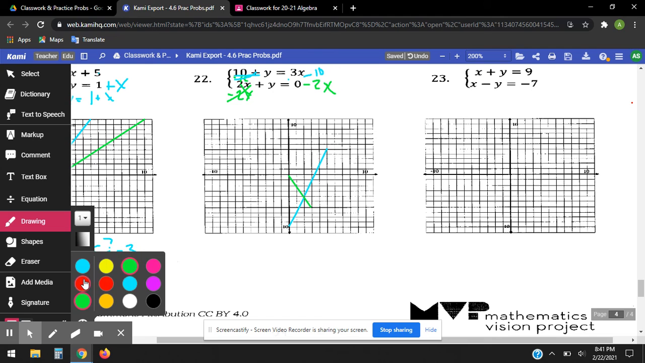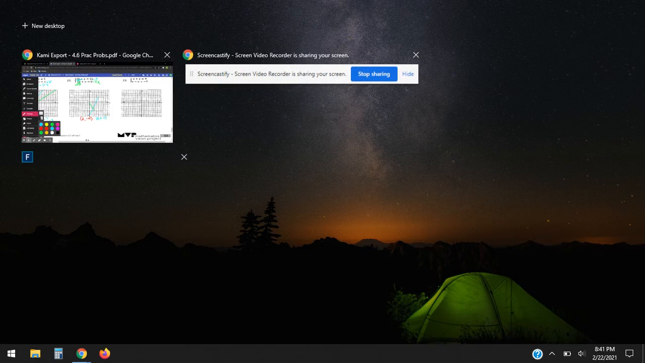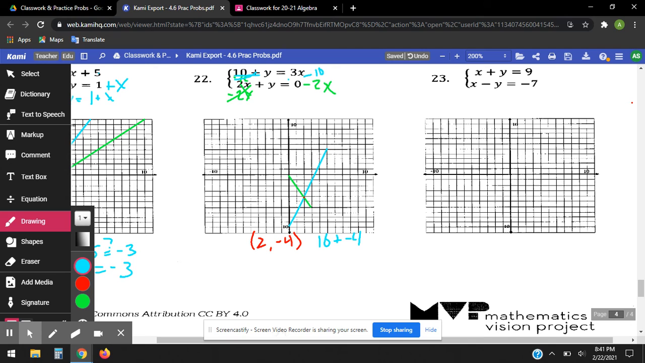And so that one, I'll do a little dot in red, is positive 2, comma 1, 2, 3, 4. So 2, comma negative 4. So now to check, I want to start with my blue one, 10 plus negative 4, my y up here, does that equal 3 times 2? Well, 10 plus negative 4 is 6, and 3 times 2 is 6.